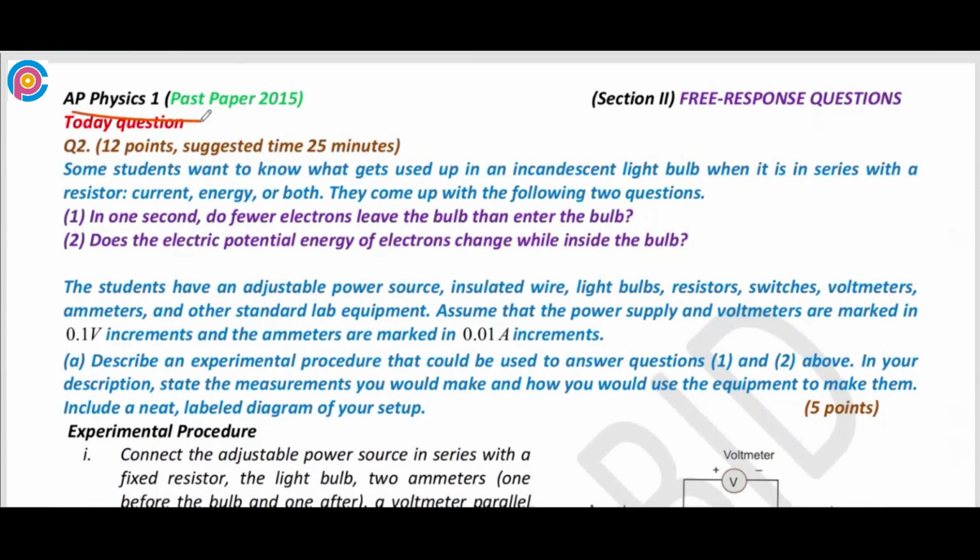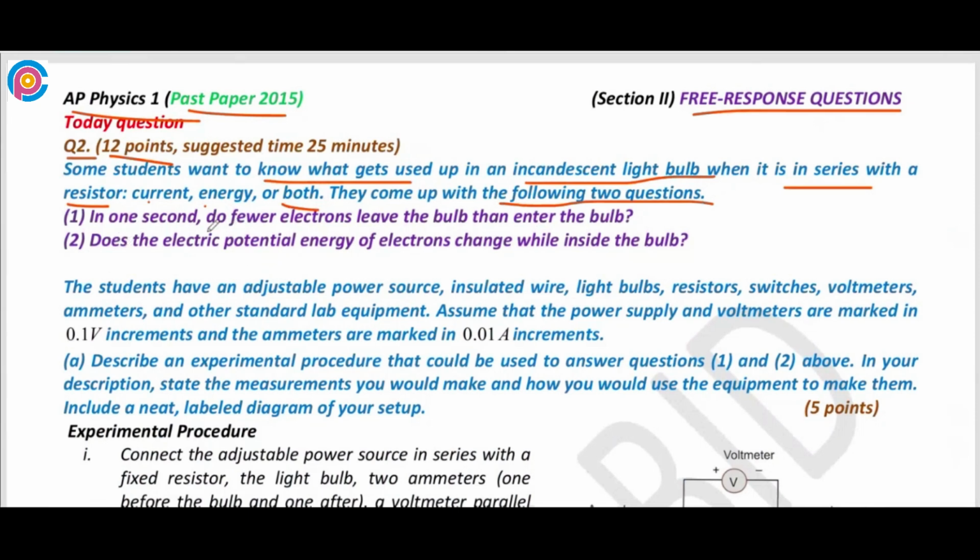Okay, we have the AP Physics 1 past paper 2015. We are discussing Section 2, free response questions, and we have Question 2, which carries 12 points. A student wants to know how to use an incandescent light bulb when it is in series with a resistor, in terms of current, energy, or both. They come up with the following two questions.